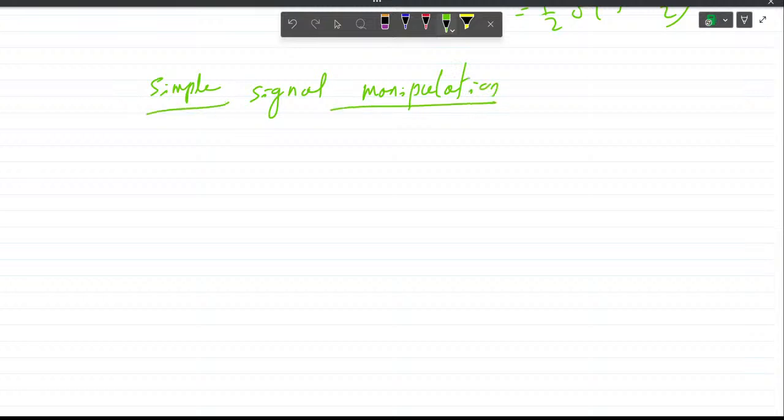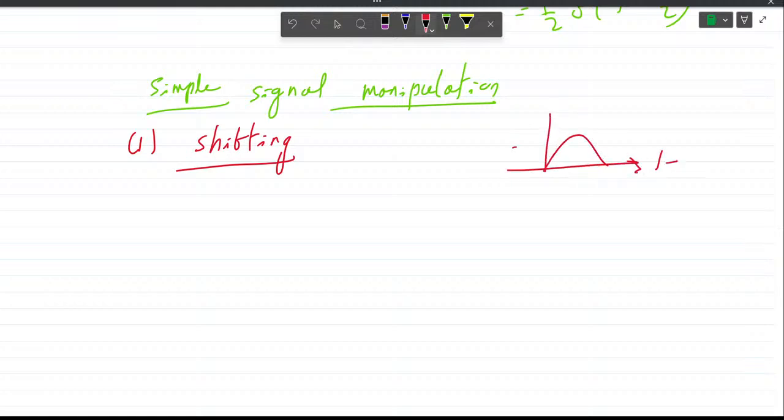Simple signal manipulation. First one we will discuss is shifting. In shifting, what do we do? Either we advance, or we move left, shift left or shift right. For example, you have a signal like this. Suppose I want to shift left, it would be looking like this. Shift left.